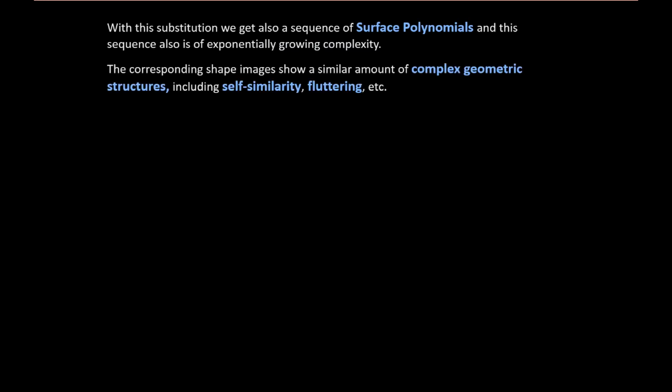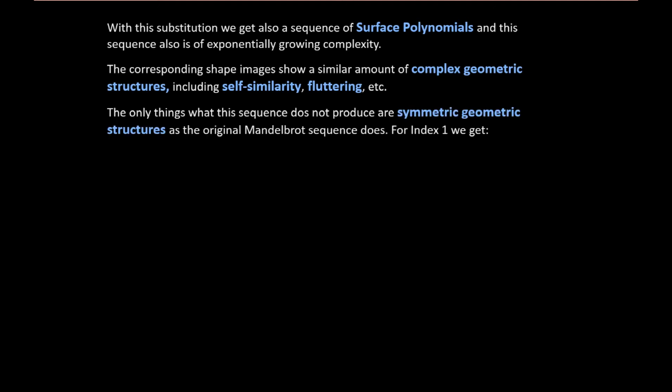With this substitution we also get a sequence of surface polynomials, and this sequence is also of exponentially growing complexity. The corresponding shape images show a similar amount of complex geometric structures, including self-similarity, fluttering, etc. The only thing this sequence does not produce are symmetric geometric structures as the original Mandelbrot sequence does.